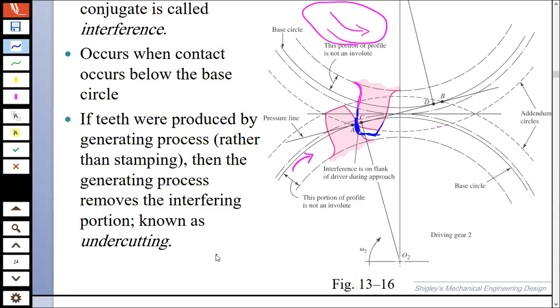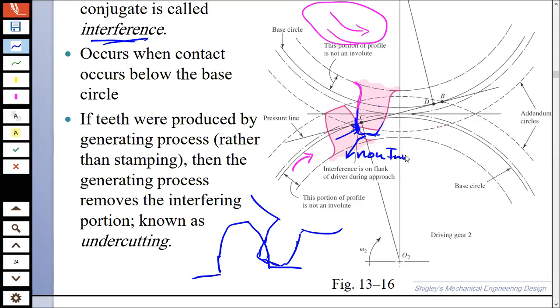So the scenario is that if this is the tooth and another tooth comes in and goes into this tooth, this phenomenon is known as interference. Okay? This is known as interference. Now, what happens over here is that this involute portion of this gear comes in contact with the non-involute portion of this gear.